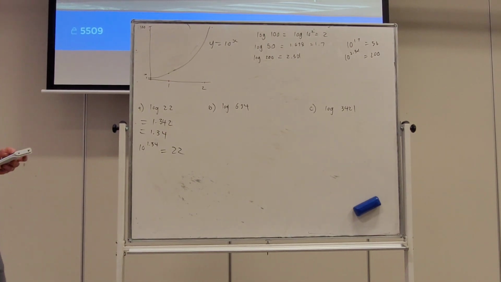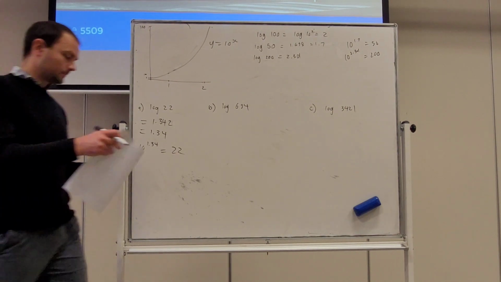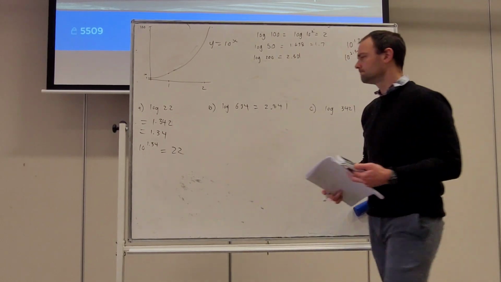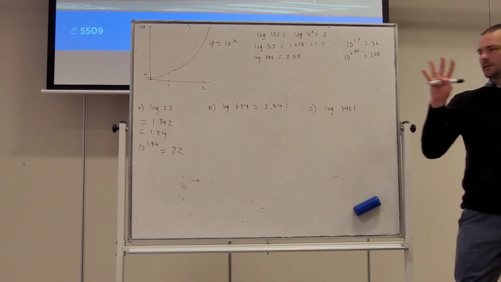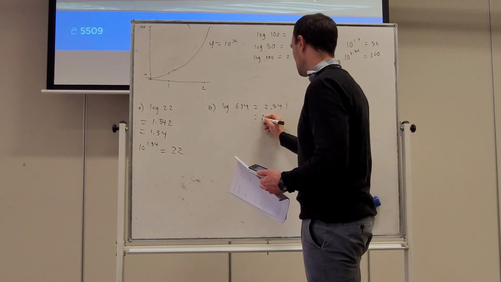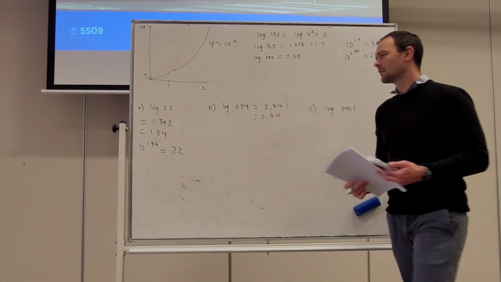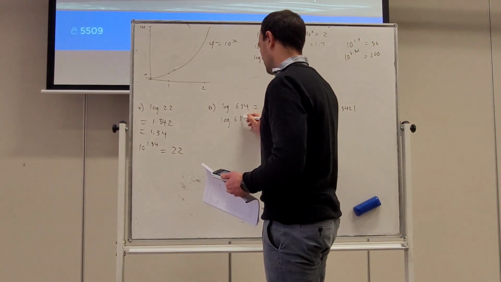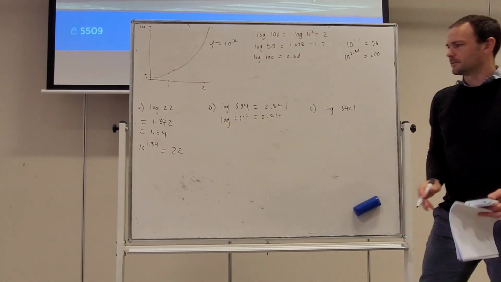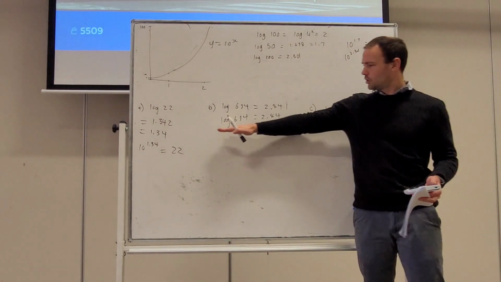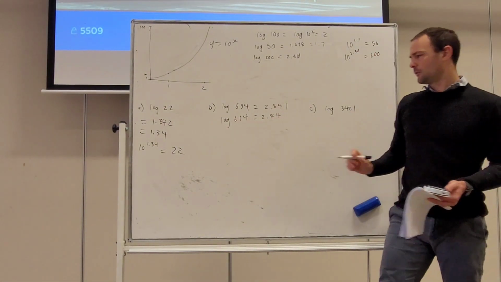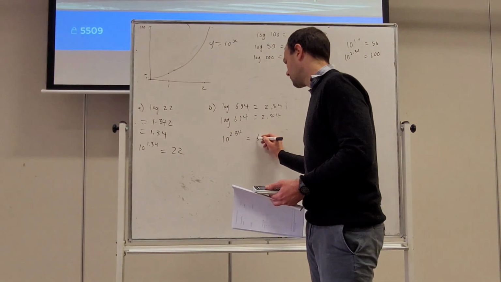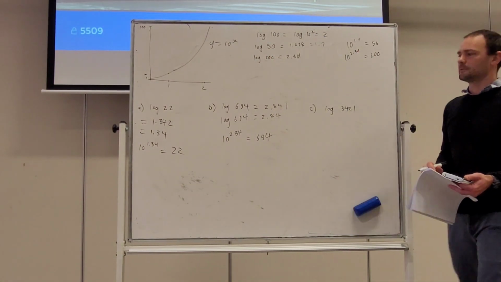All right, in the next one, we've got log of 694. 2.841. Write 4 figures, round the 4th. That's going to be 2.84. Now I'm going to keep it as a logarithmic statement and then convert it to an exponential statement. So log of 694 is 2.84. What does it mean? It means 10 to the power of 2.84 is 694.